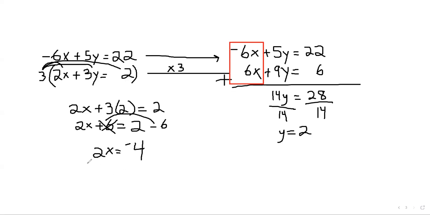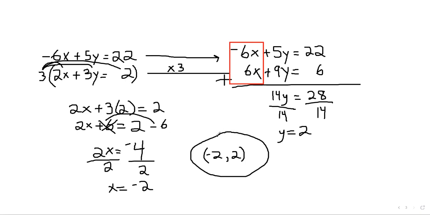Okay, we'll divide both sides by 2. And we end up with x equals negative 2. So we'll put it here in our proper format. The answer to solving that system of equations is negative 2, 2. And that is all there is to it.